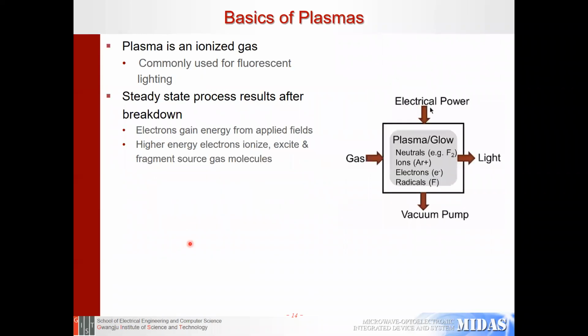So let's start with the basics of plasmas. Plasma is basically an ionized gas, which consists of an equal number of electrons and ions. It is also known as the fourth state of matter, which is commonly used for fluorescent lighting.